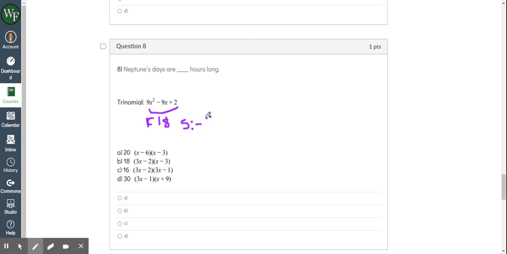So you try to come up with factors of 18. You have 1 times 18, 2 times 9, 3 times 6. All of those, when you add them together, you'll get a positive sum, so we need to think of negative pairs. So negative 1 and negative 18, negative 2 and negative 9, or negative 3 and negative 6. Which one works? Negative 3 and negative 6. So when I write my two binomials over here, I have x minus 3 and x minus 6.